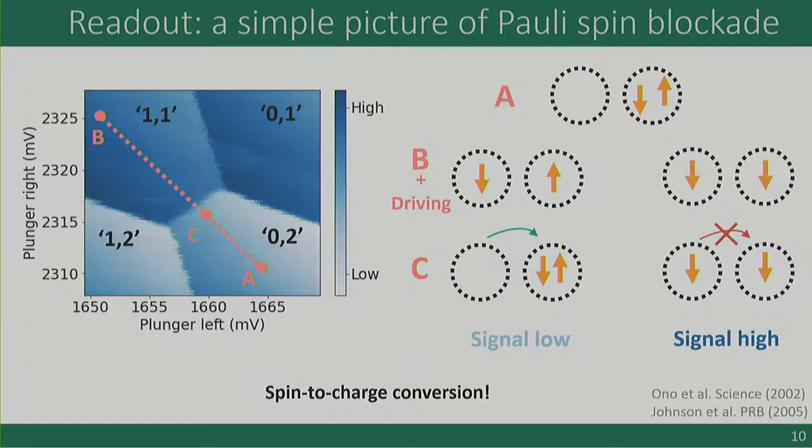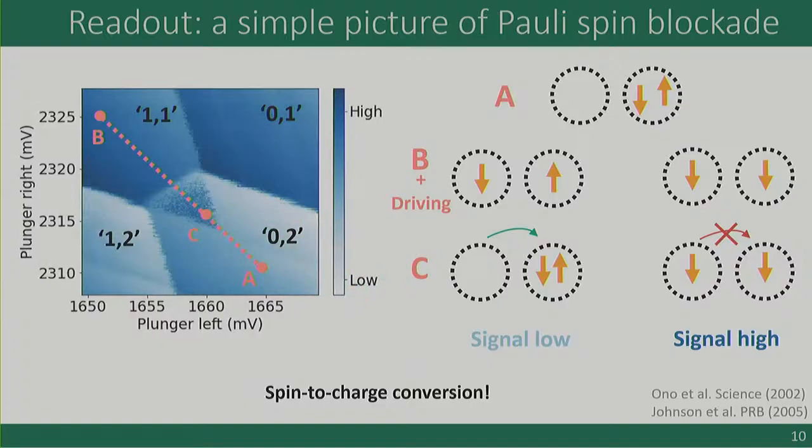By the way, this is called spin to charge conversion. When we perform this experiment, now you will see here that a blocked triangle appears with high signal, and that is the signature of Pauli's spin blockade.